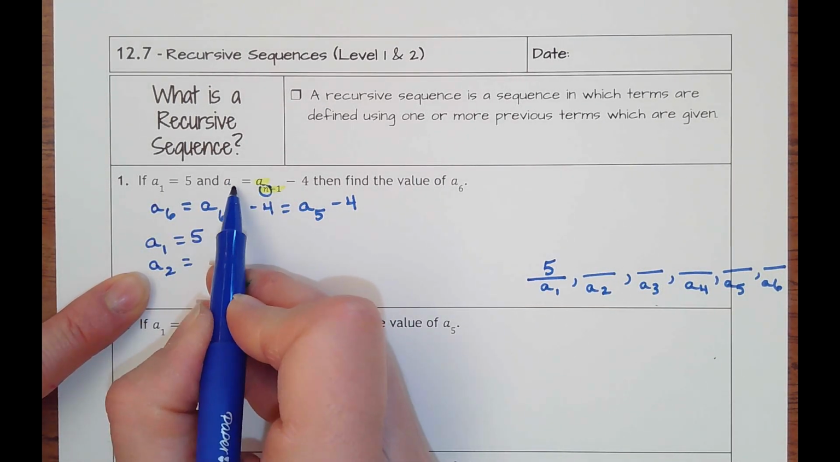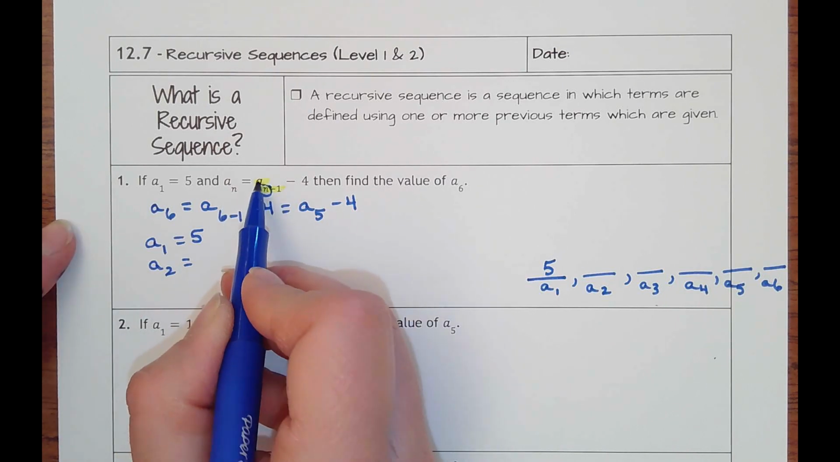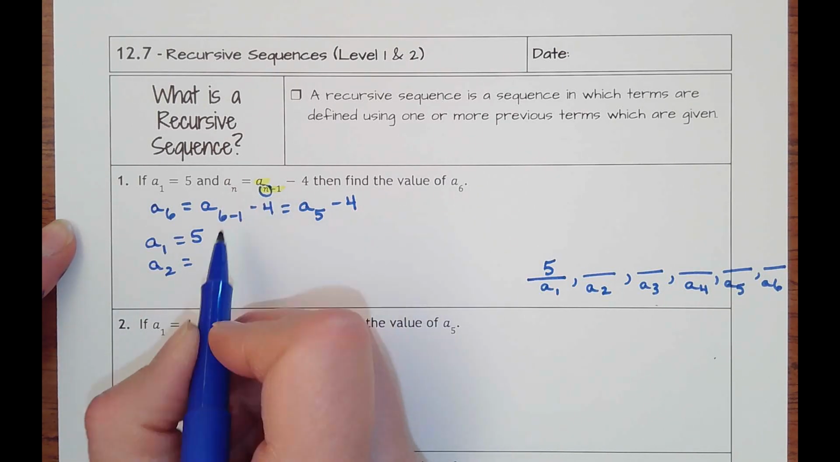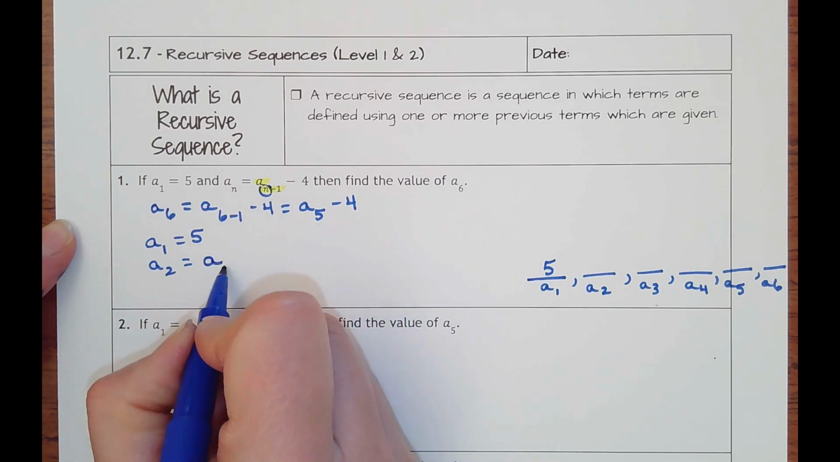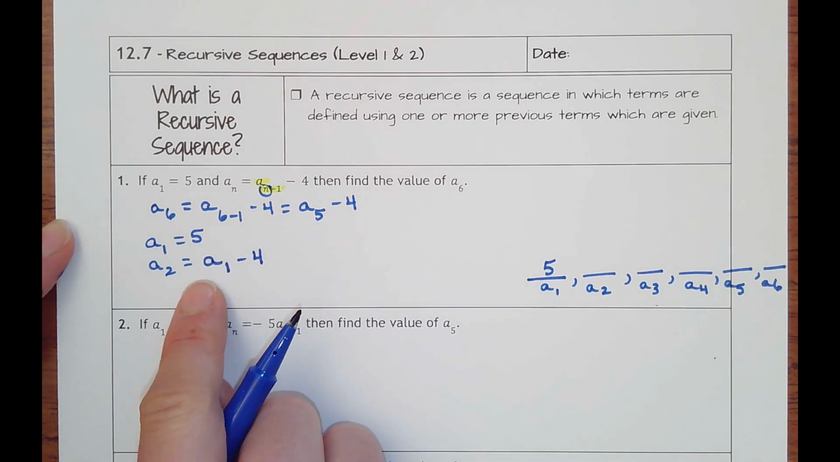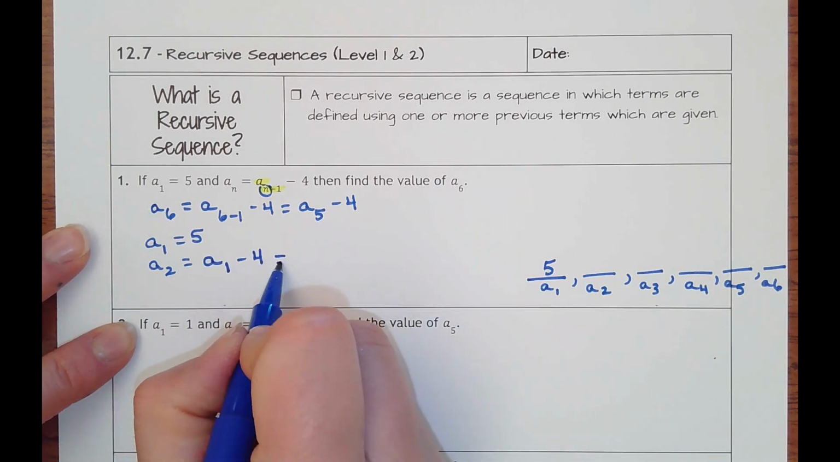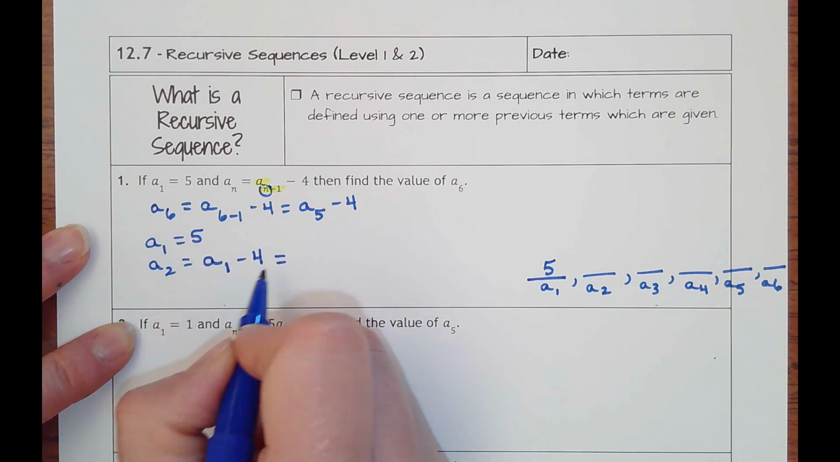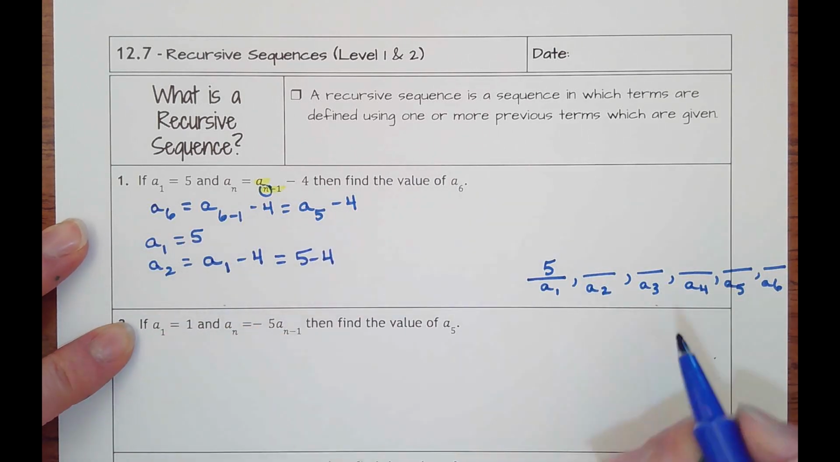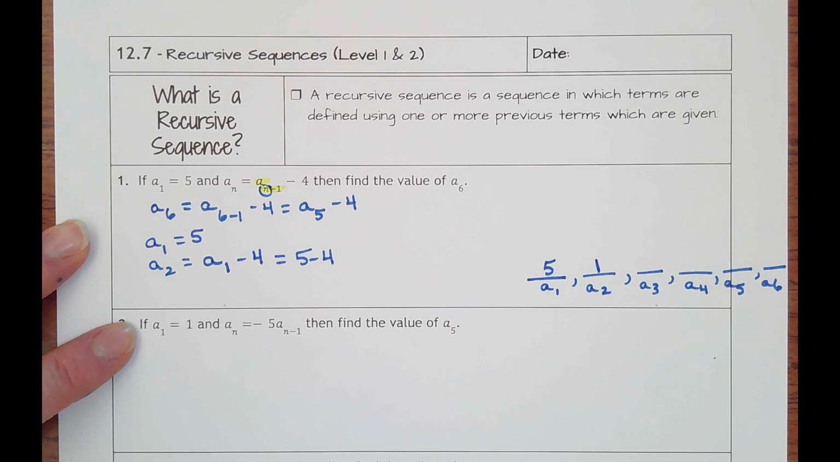So a sub 2, n is 2. I'm going to have a sub 2 minus 1. Well, 2 minus 1 is 1. So it really tells me to take my first term and subtract 4. Well, my first term was 5. So really I just have 5 minus 4 means my second term is 1.